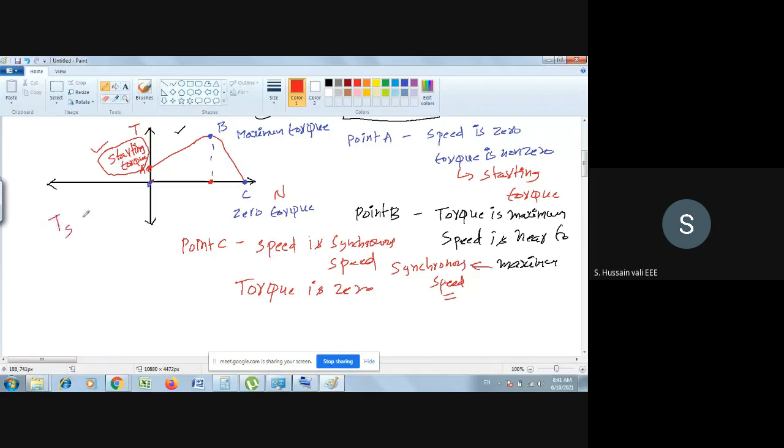And there is another torque called the load torque. What is the load here? The clothes are the load here. So if more clothes are there, then TL will be more. When less clothes are there, TL will be less.